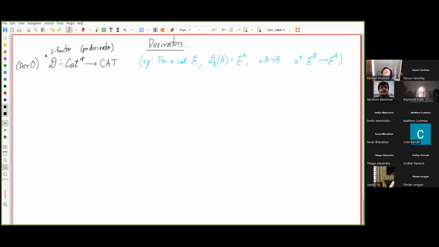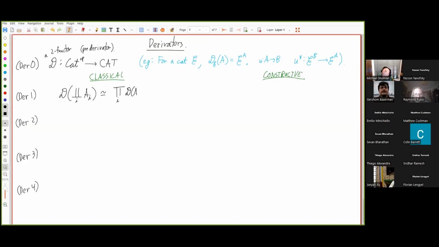And then we put a bunch of axioms on it. Let's see if I can fit these all on here. I'm going to write the classical version on the left and the constructive version on the right. So the first axiom is some kind of stack condition, which classically says that if I have some coproduct of categories, then a diagram of that shape is naturally equivalent to a product, a tuple of diagrams of the individual shapes. Maybe I'll say i belongs to some indexing set.